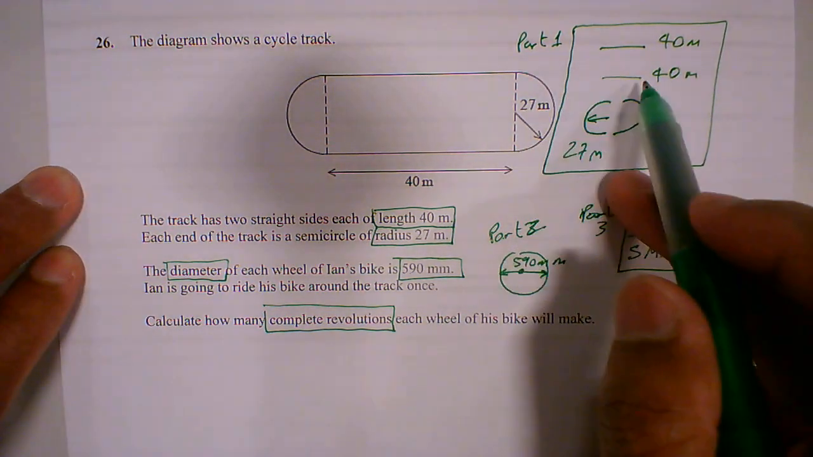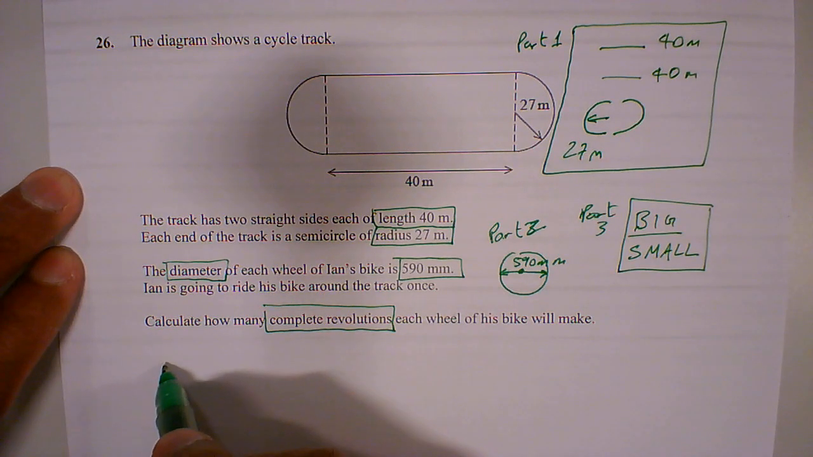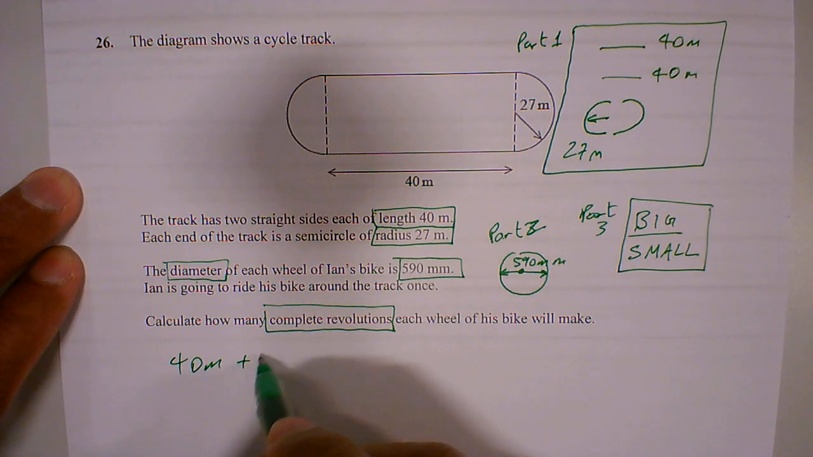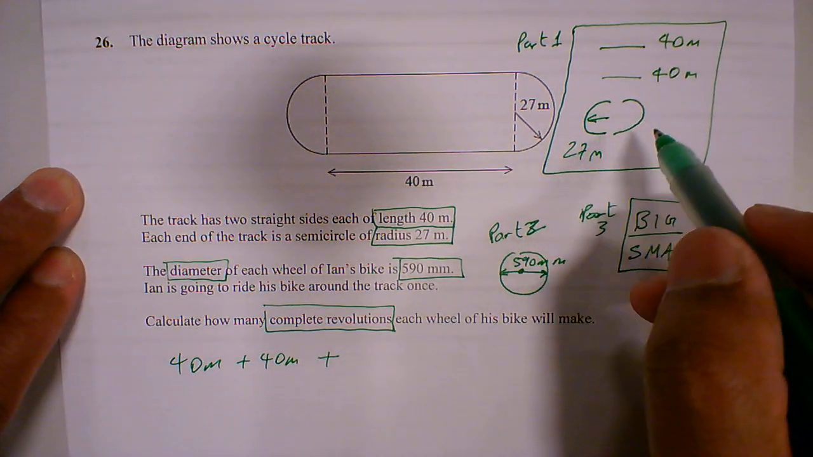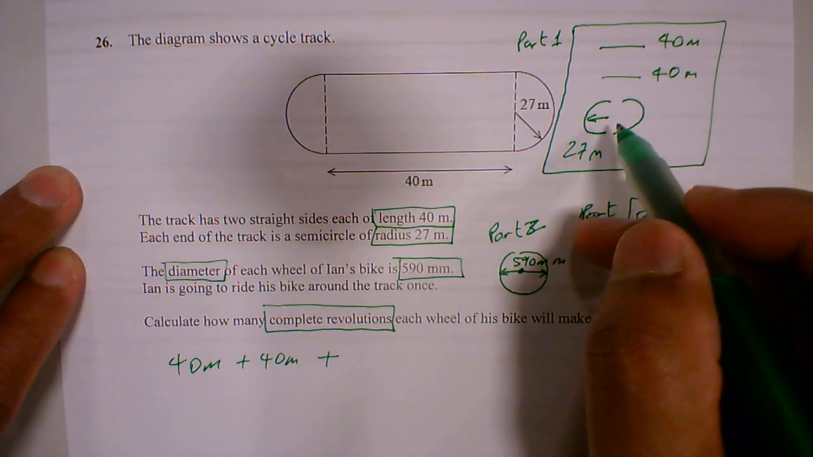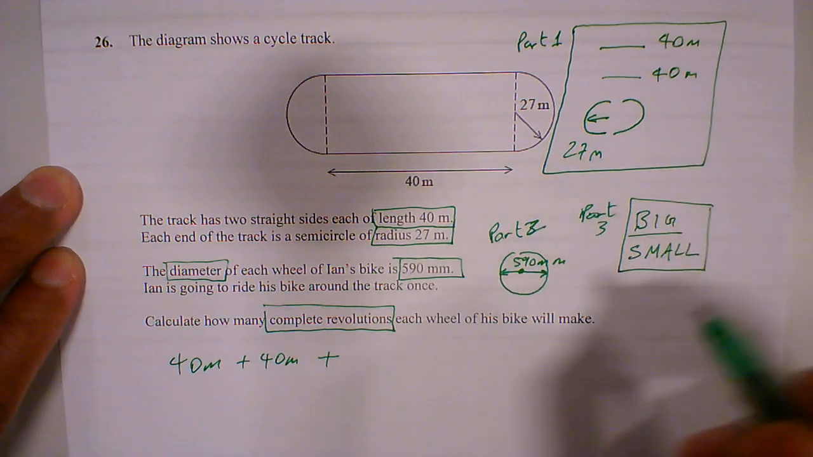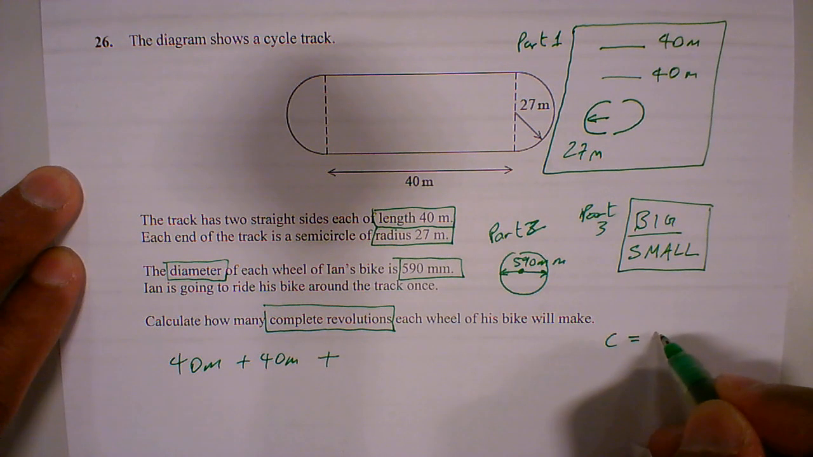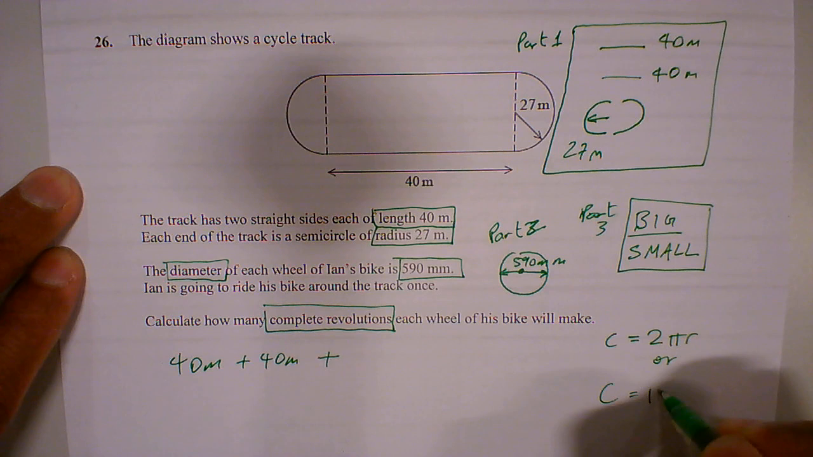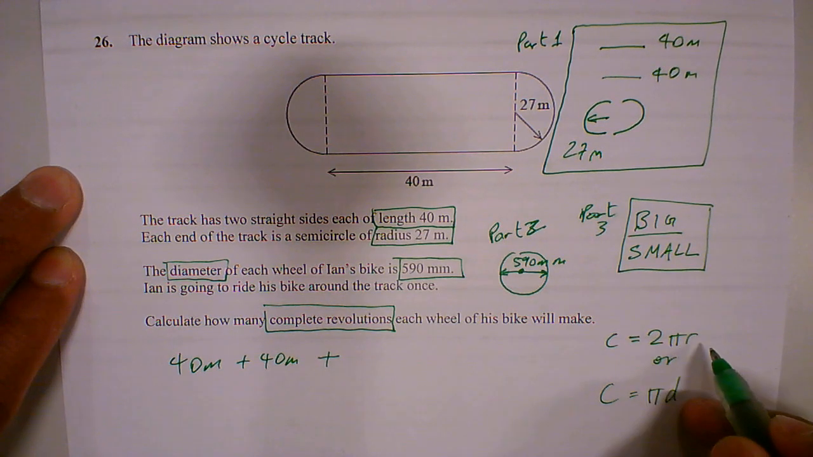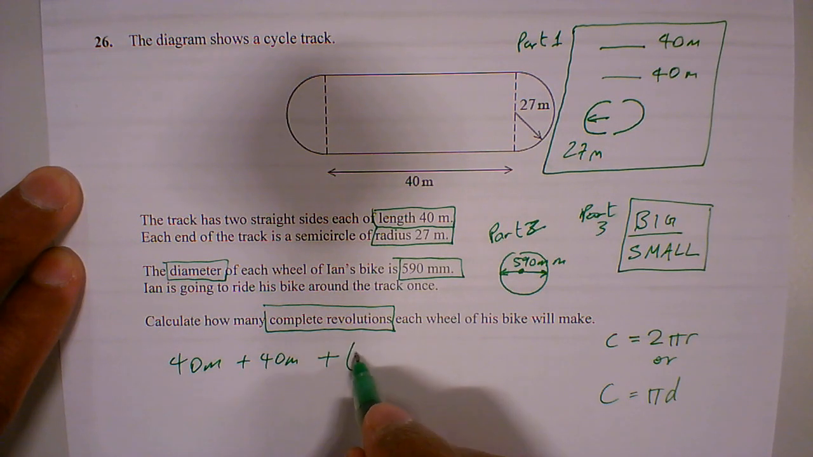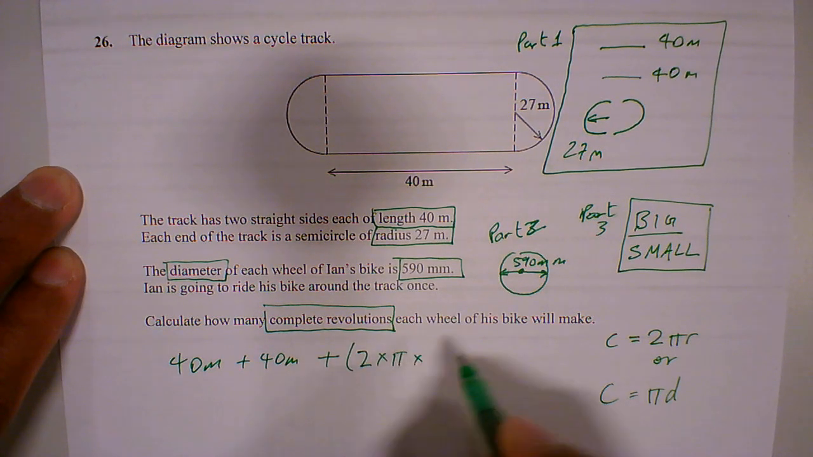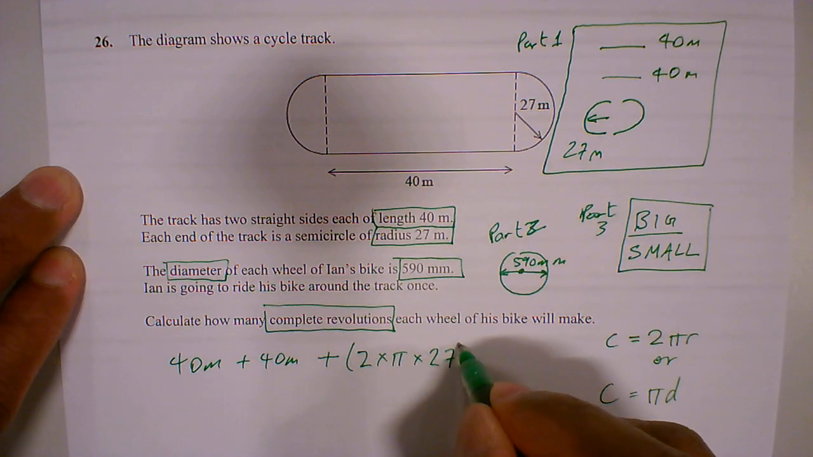Okay, so if I look at part 1, I've got 40 meters plus 40 meters plus, this is a circle. The perimeter of a circle is the circumference. There are two formulas: 2 pi r or pi d. So 2 times pi times radius, or pi times d. So 40 plus 40 plus 2 times pi times radius, 27 meters.